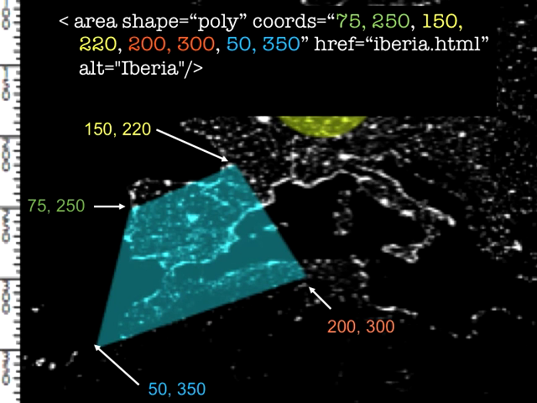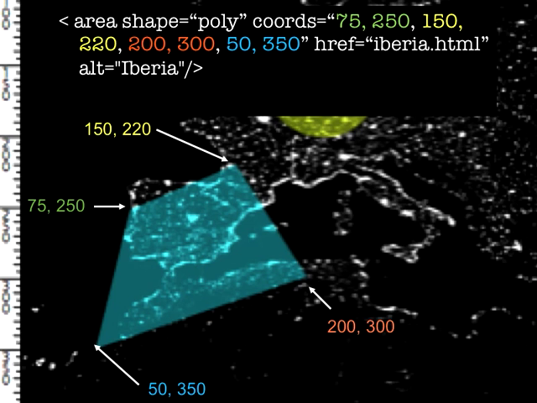Now it doesn't matter if you go clockwise or anti-clockwise, but the order is important. If you do the 75, 250, and then you go down to the 200, 300, and then you go up to the 150, 220, and then down to the 50, 350, you get a sort of butterfly kind of shape, which wouldn't be the same as this. But it doesn't really matter if you go clockwise or anti-clockwise. But the order itself does matter.